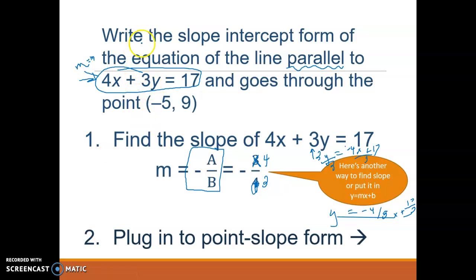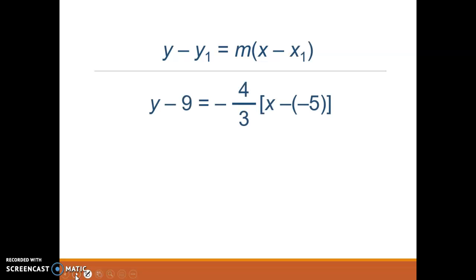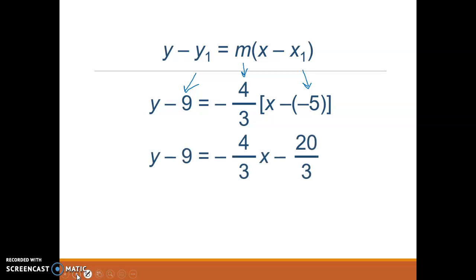We then want to use that slope and the point that we've been given, this (-5, 9), and plug it into point-slope form. All right, oh, it is right on this slide, good. So we have y minus y1 equals m times x minus x1. We plug in our slope, negative 4 thirds. We plug in our 2 points, 9 and negative 5, using parentheses to protect our negative, and then we simplify. We get y minus 9 equals negative 4 thirds x minus 20 over 3.